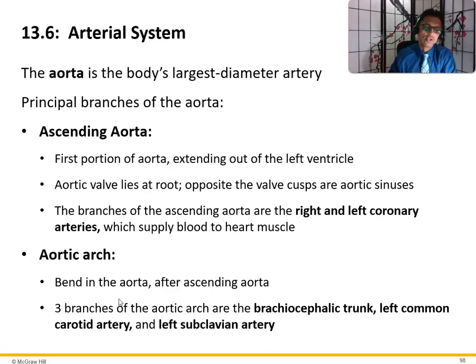The aortic arch bends the aorta after the ascending aorta. There are three branches that come off. So 1, 2, 3: you have the brachiocephalic trunk, the left common carotid, and the left subclavian artery. So you want to know which three come off the aortic arch.